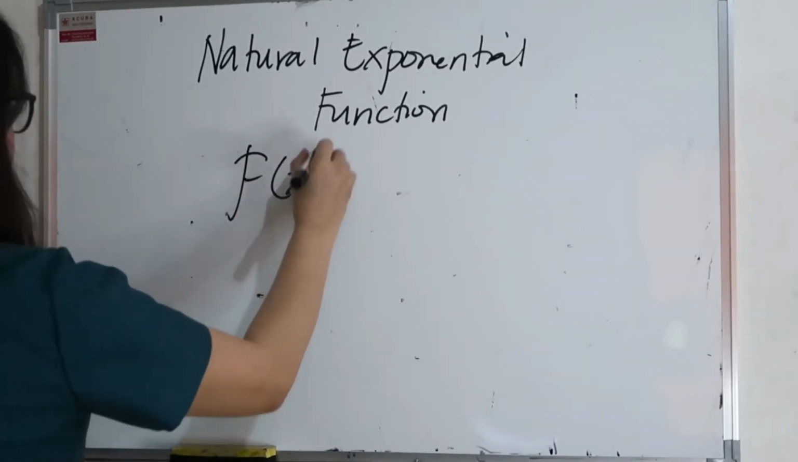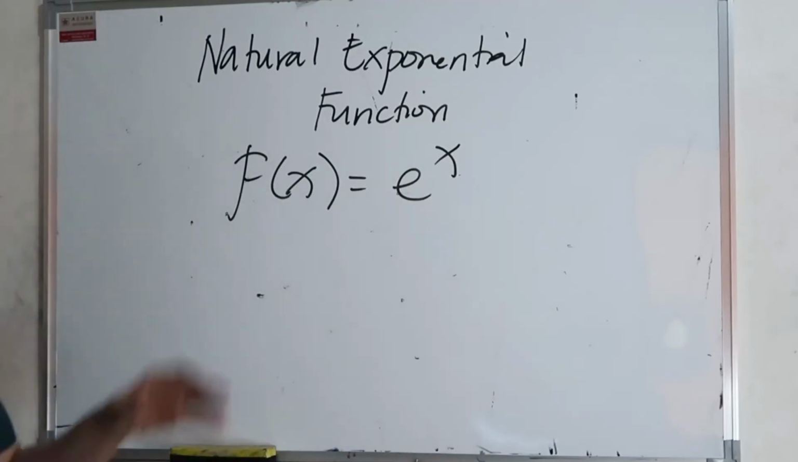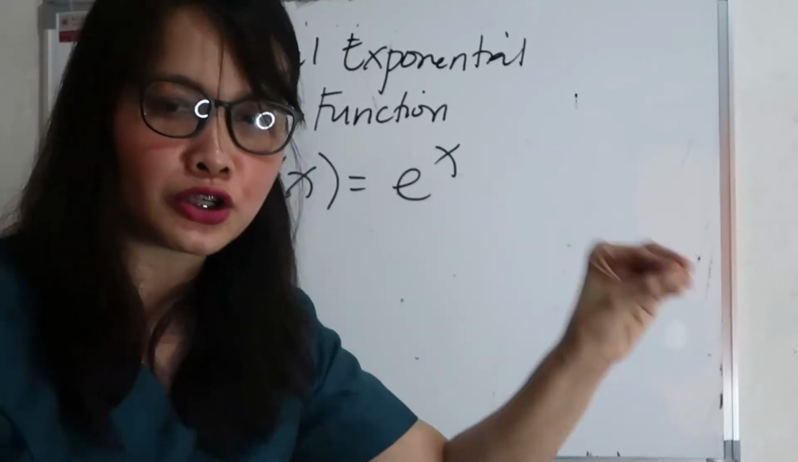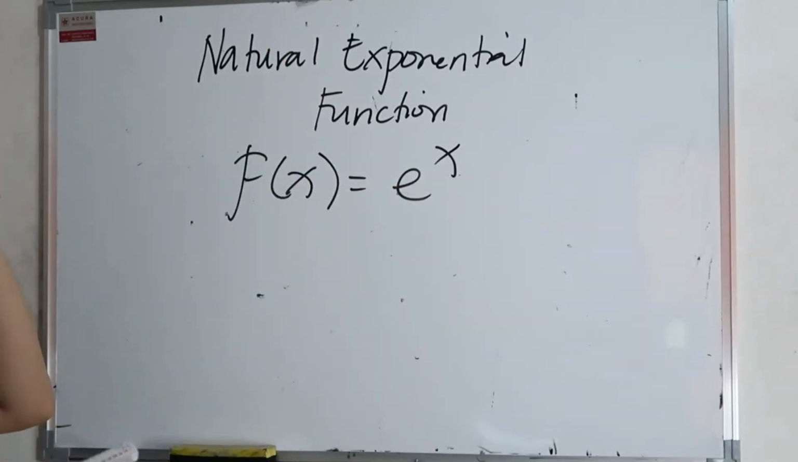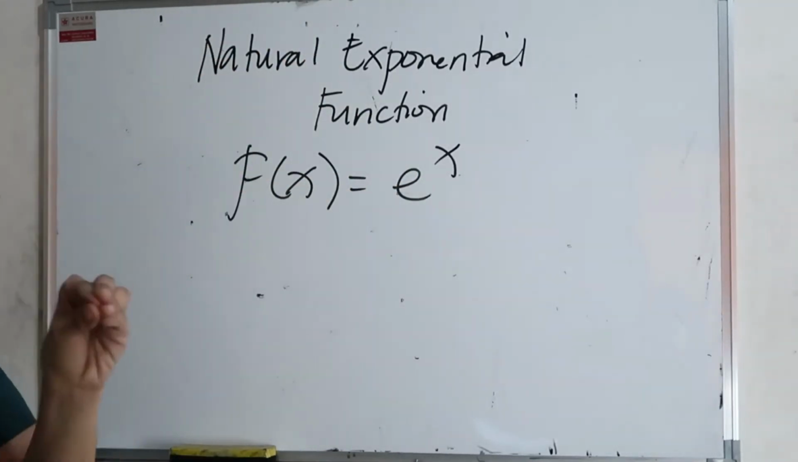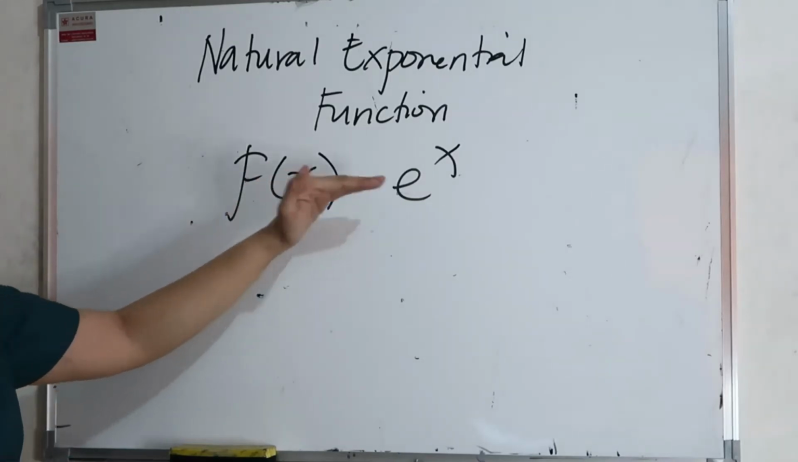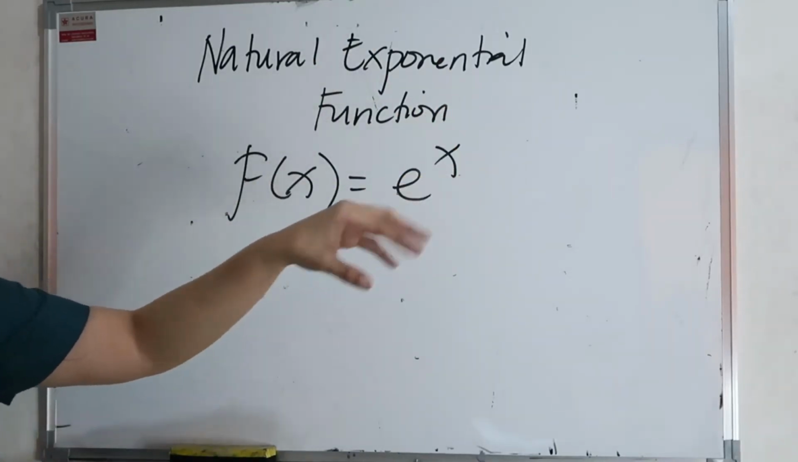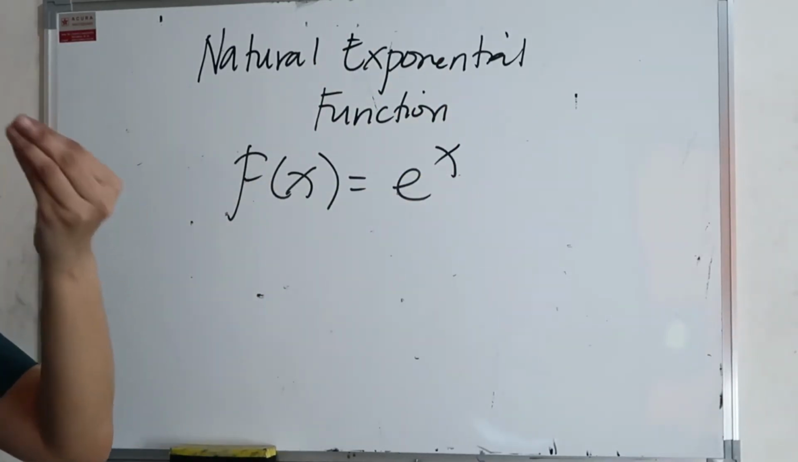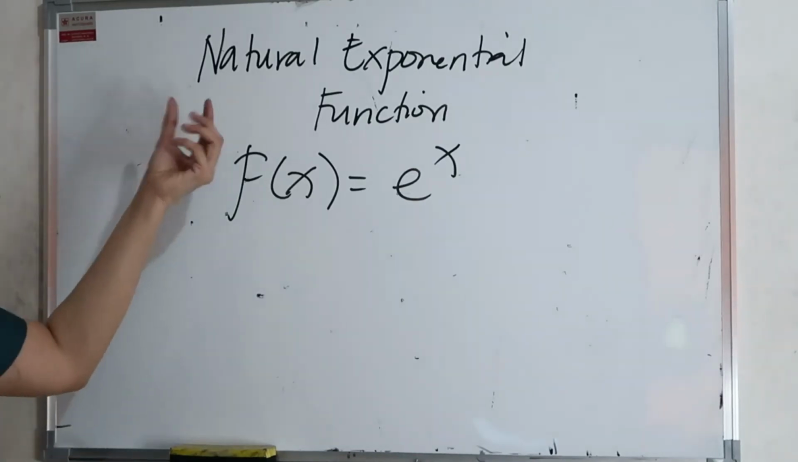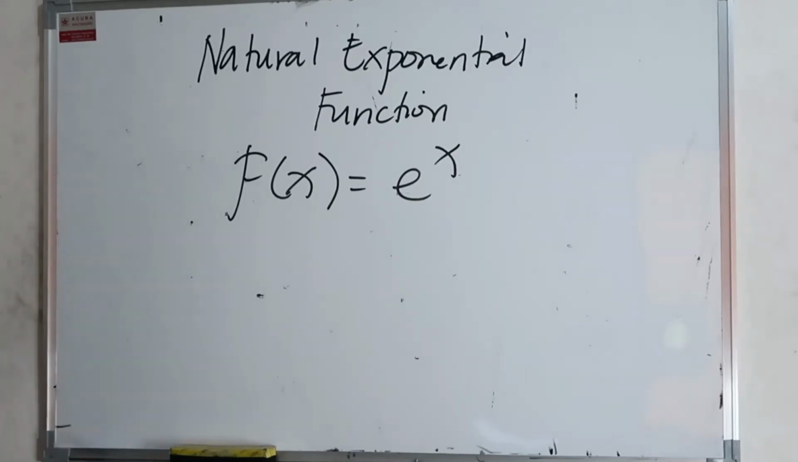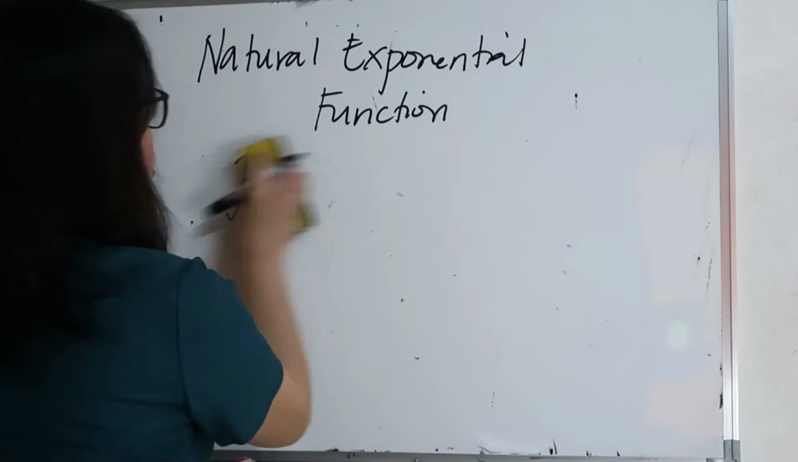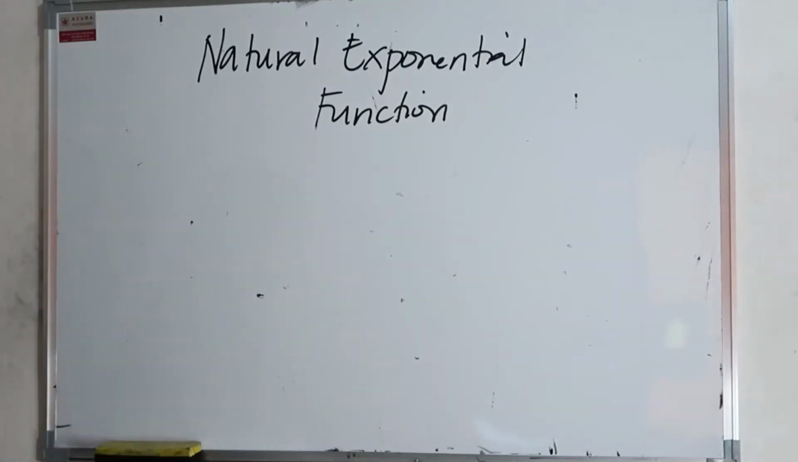So f of x is equal to e raised to x. That is the natural exponential function. The natural log is ln, but since we're talking about exponential functions, the natural exponential function is e. So how do we graph a natural exponential function?